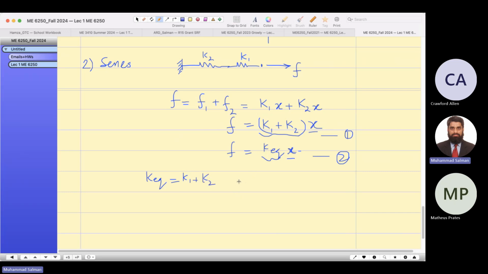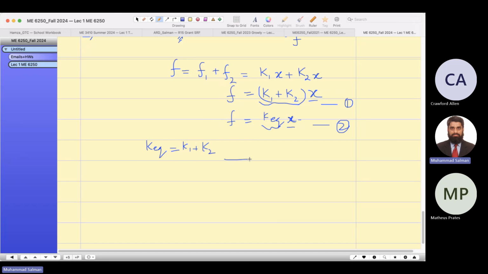This is true for any parallel combination. Spring stiffnesses are added up. So if you have multiple springs, more than two springs, one, two, dot, dot, dot, and n springs, in that case you will see the spring stiffnesses are combined together. The stiffness increases as you keep on adding springs in parallel combination; the stiffnesses add up.